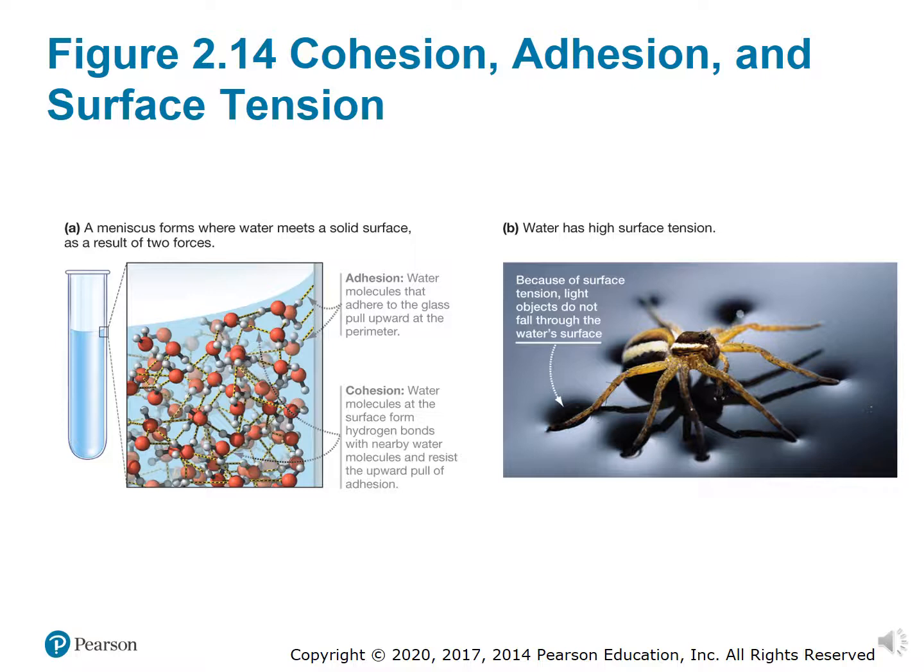And here you see the formation of a meniscus in a glass tube because of both cohesion and adhesion. Notice that water's sticking to the sides, and so it's climbing up the sides of the tube, but it's pulling down in the center because of cohesion.